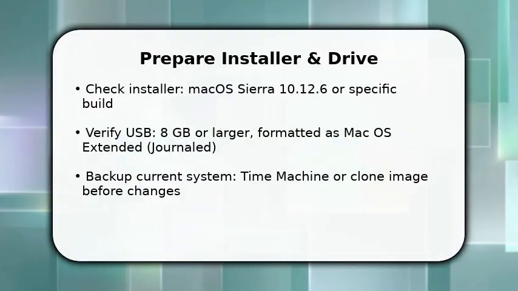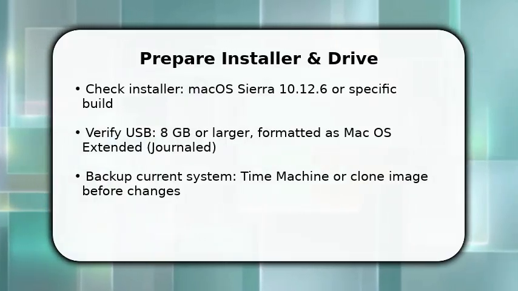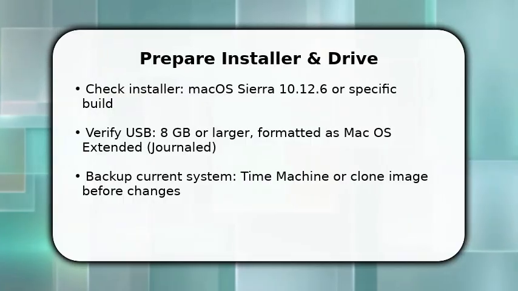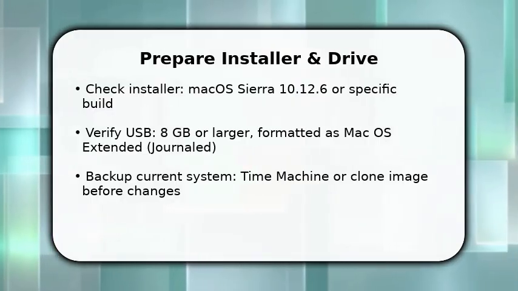You start by confirming the exact Sierra installer and creating a bootable USB. This prevents version mismatches. Use Terminal or Create Install Media to write the installer. This ensures a clean, bootable volume.